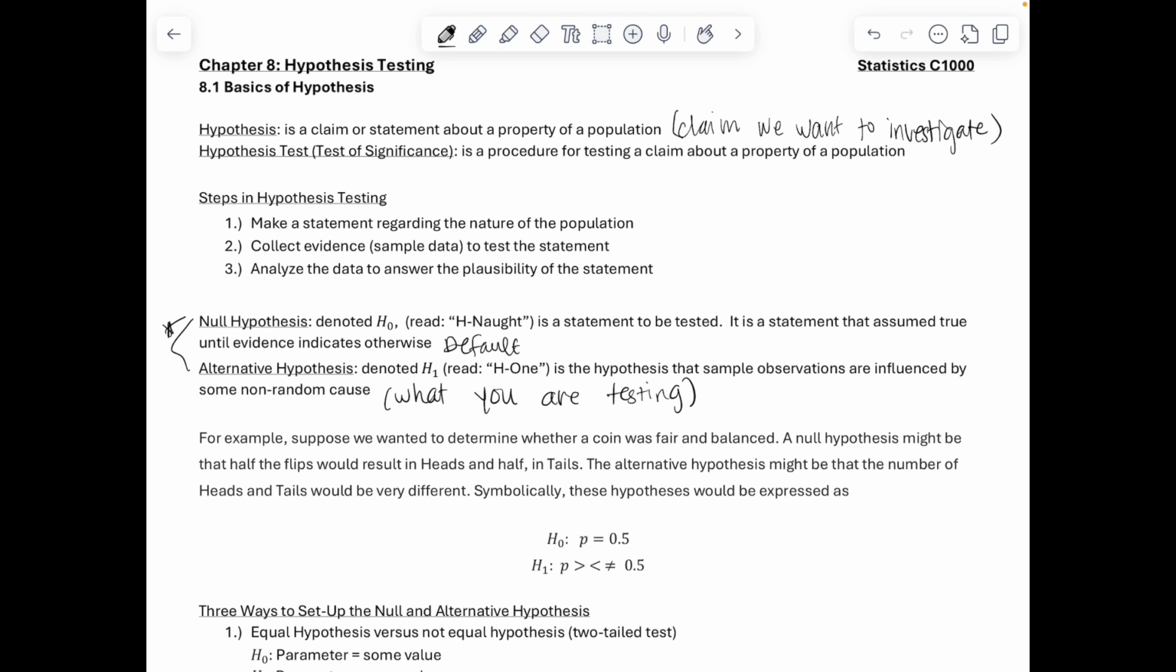For example, suppose we want to determine whether a coin was fair and balanced. A null hypothesis might be that half the flips would result in heads and half of them would result in tails. An alternative hypothesis might be that the number of heads and tails would be different. So symbolically, these hypotheses would be expressed as, so we have again our null and our alternative written right here.